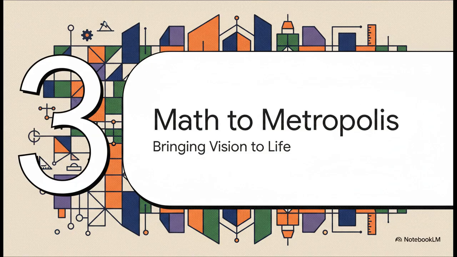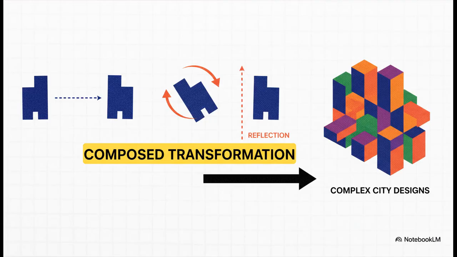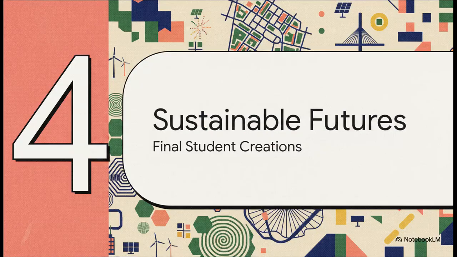Now for the really cool part, which brings us to section 3, from math to metropolis. Because the real magic happens when you stop using these tools one by one and start putting them all together. They use something called a composed transformation. Just imagine taking a housing block, translating it over here, then rotating it a little bit, and then reflecting it across a central park. It's this layering of simple actions that lets you create the complex, intricate, and really functional patterns you see in a real city.